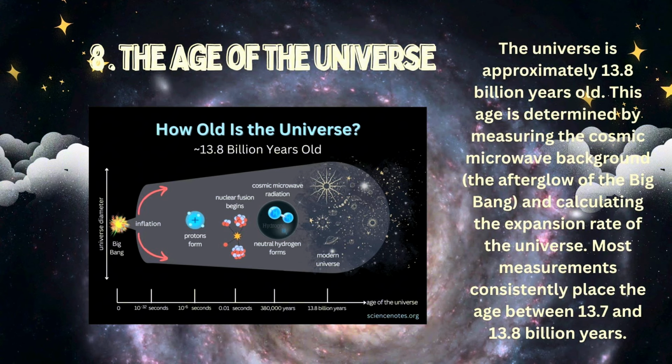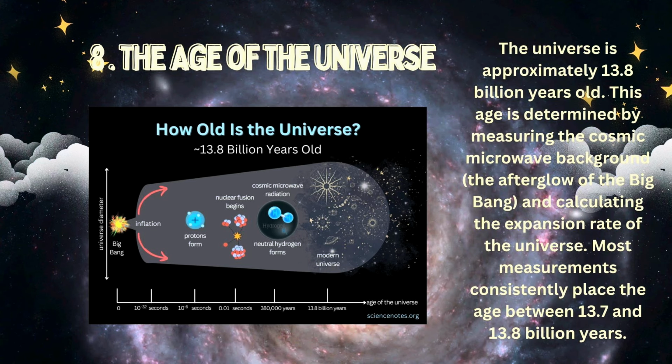The age of the universe. The universe is approximately 13.8 billion years old. This age is determined by measuring the cosmic microwave background, the afterglow of the Big Bang, and calculating the age of the universe. Most measurements consistently place the age between 13.7 and 13.8 billion years. So let's look at how we are so sure about that 13.8 billion year number.